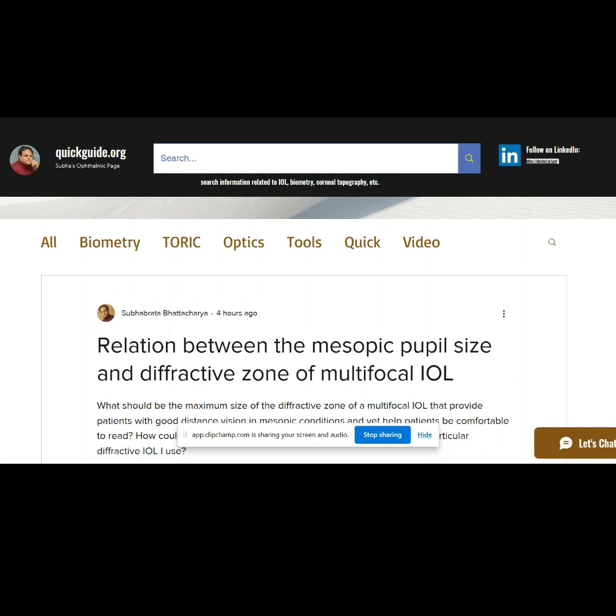Today I'm going to talk to you about a question that is often raised: what should be the ideal mesopic pupil size whereby the patient can get good distance vision in mesopic conditions, and also what would be the ideal mesopic pupil size where the patient can also read comfortably in low light situations? This is something I've written about in the optics section, on the relation between the mesopic pupil size and the diffractive zone of the multifocal IOL.